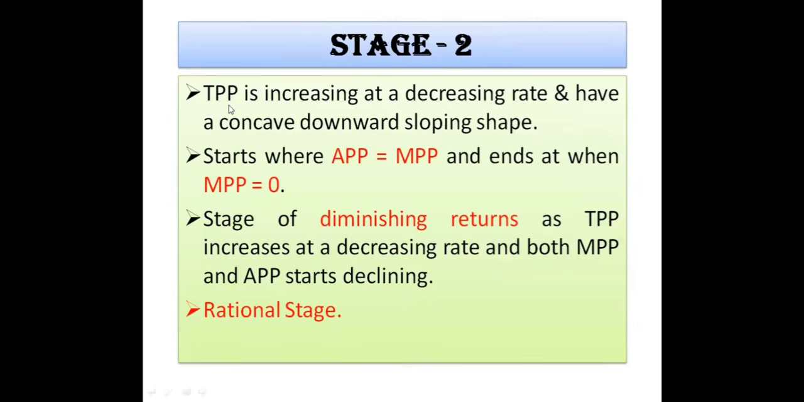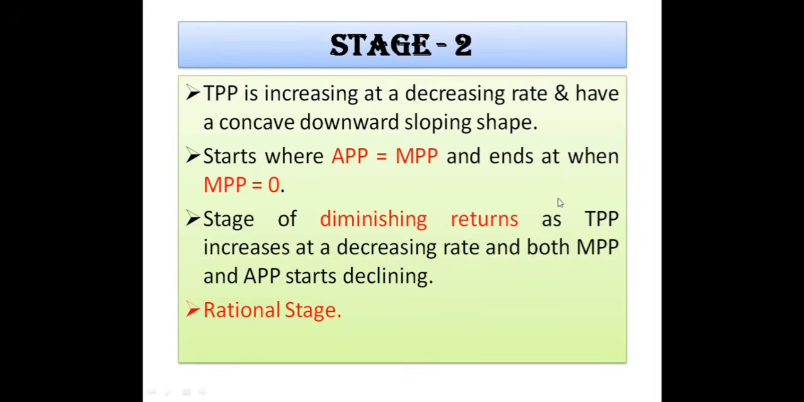In stage 2, the TPP, that is total physical product, is increasing at a decreasing rate, because after the inflection point it starts increasing at a decreasing rate and has a concave and downward sloping shape. So stage 2 starts where APP equals MPP and ends when MPP equals 0. The stage of diminishing returns is where TPP increases at a decreasing rate and both MPP and APP start declining. These things we have discussed.